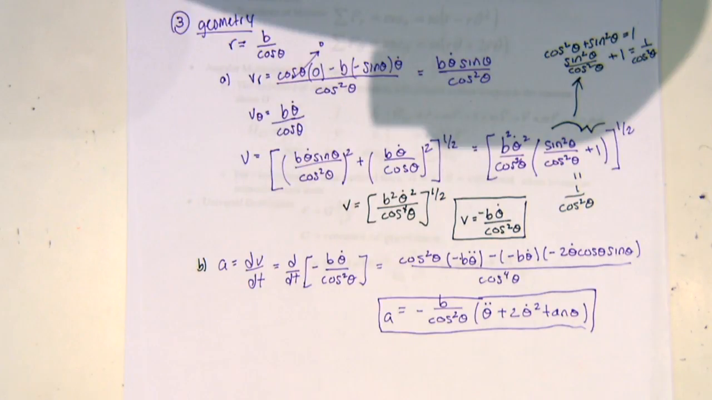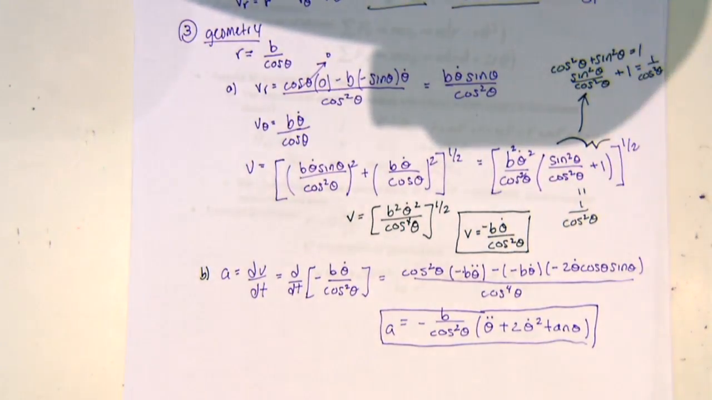Any questions about this? If you really wanted to, you could use the radial and transverse equations for acceleration and find it that way. But you would have to find the second derivative of the r value, and that's just a lot of work. So it's better to do it the easy way. You guys ready to move on?